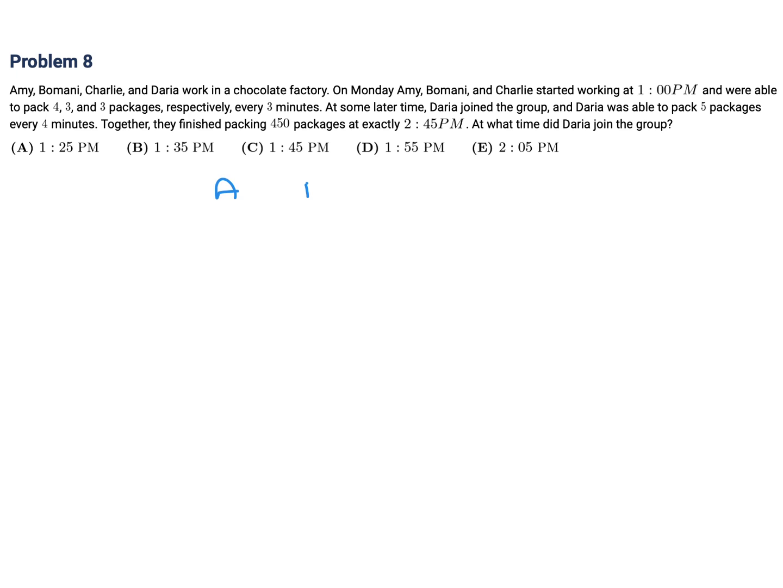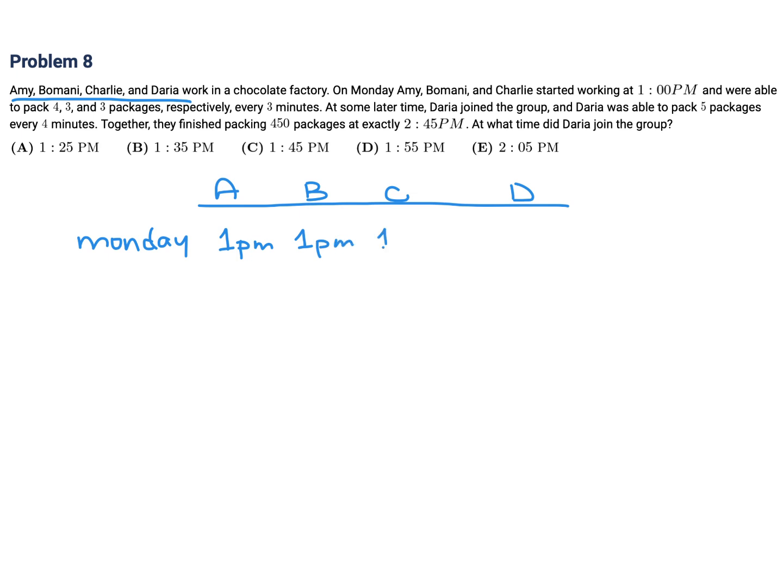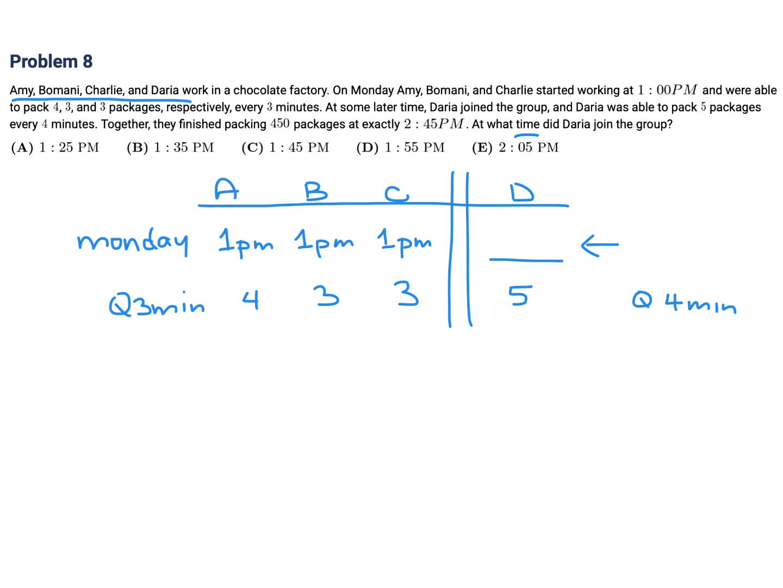So I have A, B, C, and D. These are representing the 4 people. And then on Monday, they're all gonna start at 1 p.m., right? Well, at least the first 3. Okay, and then every 3 minutes, the packages are 4, 3, and 3. Okay. And then this time, we don't know. I think that's actually what we're trying to figure out. And this is every 4 minutes, 5 packages. So there's a little bit of a difference between the first 3 and the 4th person. And by the time we get to 2:45, there's a total of 450 packages right there.